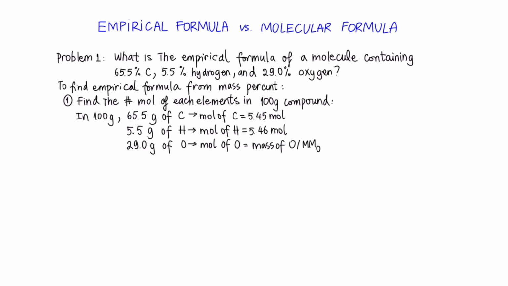Lastly, let's calculate the moles of oxygen. That's going to be the mass of oxygen divided by the molar mass of oxygen. That's 29.0 grams divided by 16 grams per mole, and we're going to get 1.12 moles of oxygen.